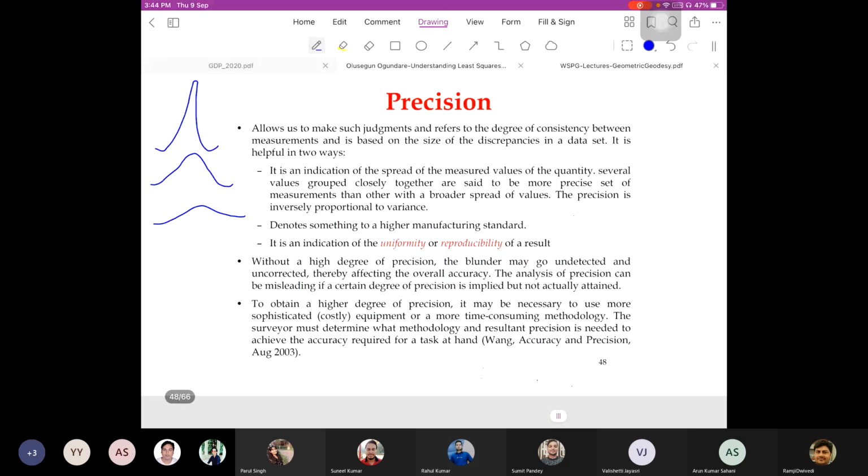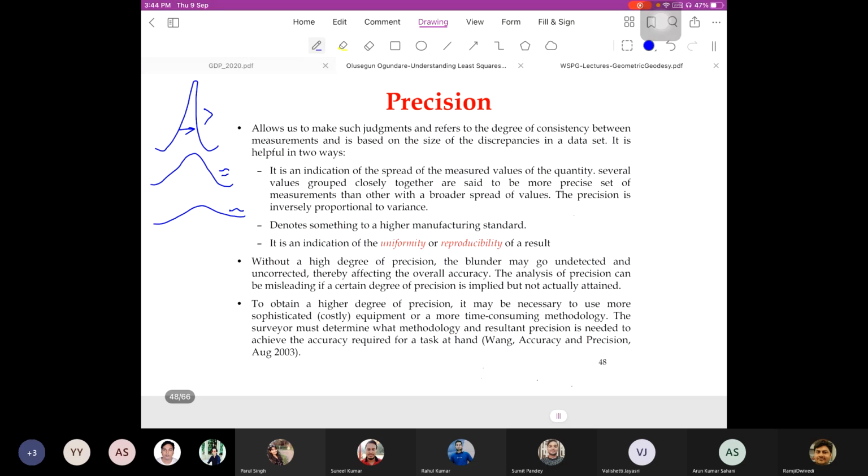So highly precise, nearly precise, less precise. So very much precise because the peak is there. The data set is very much around the mean of the observation. Okay, so it shows that it is an indication of the spread of the measured value of quantity. Several values grouped closely together are said to be a more precise set of measurements than any other broader spread of values.